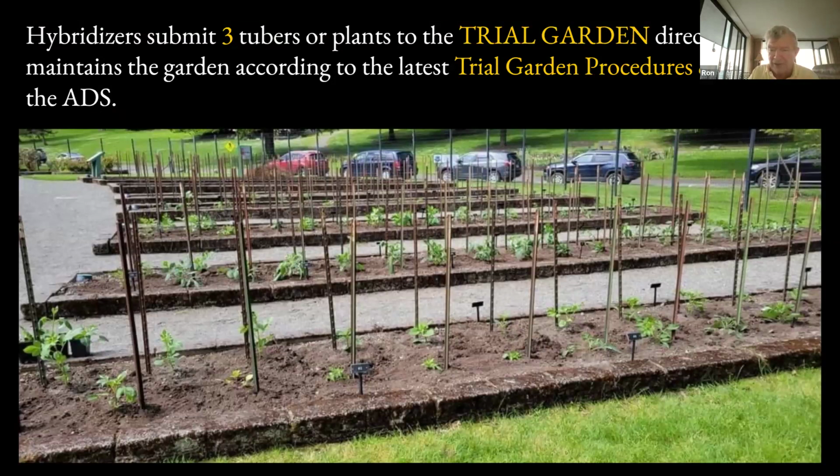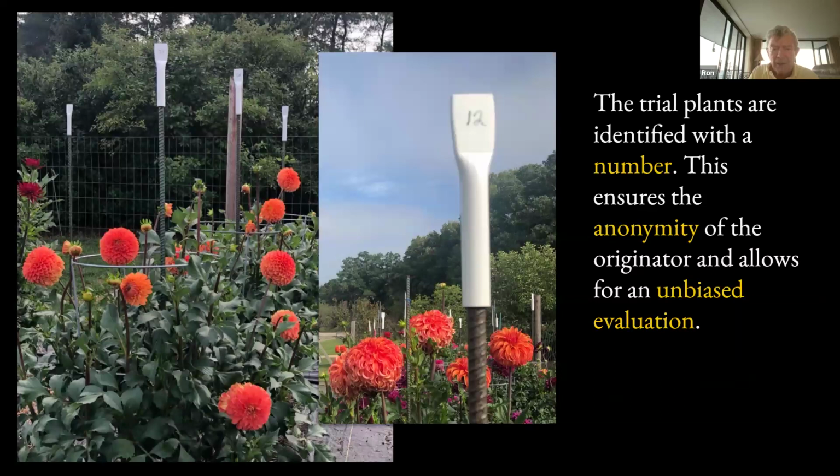Back out of Portland, you submit 3 tubers or plants, and the trial garden directors do their best to maintain the plants as we would in our own gardens. They are anonymous. They are only numbered entries, and that provides a basis for unbiased evaluation.